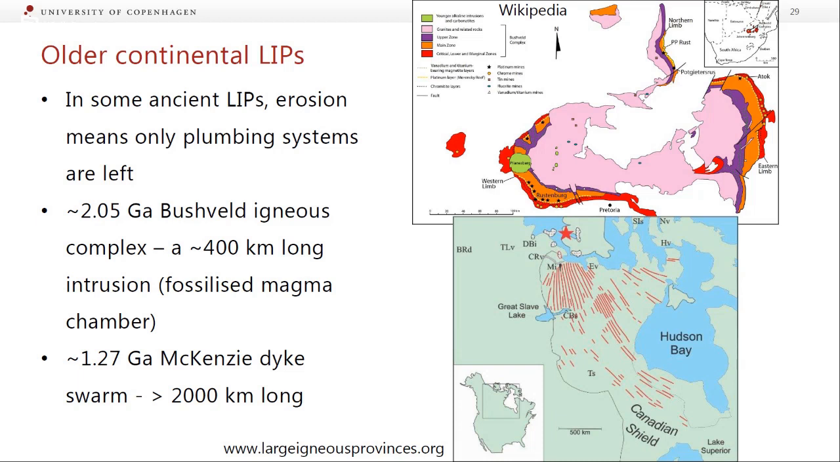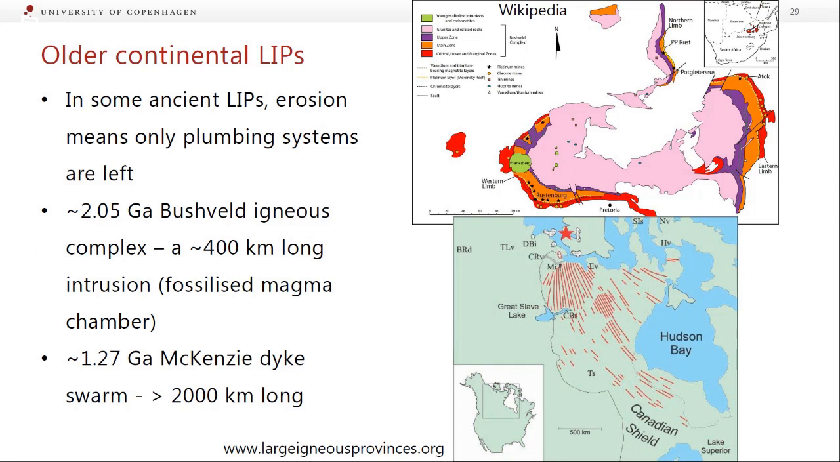This is the Bushveld intrusion in South Africa, and this is pretty incredible. It's about 400 kilometers across, so this is just a giant magma chamber. It's also where about 80% of the world's platinum group elements come from that we use in catalytic converters and for platinum jewelry and stuff. It's almost all from this one intrusion. So yeah, just a massive magma chamber.